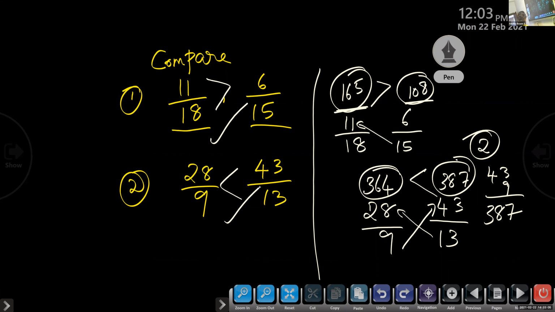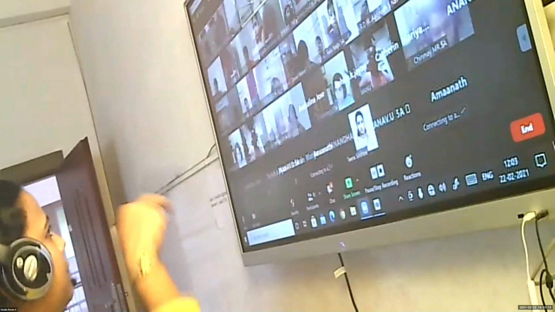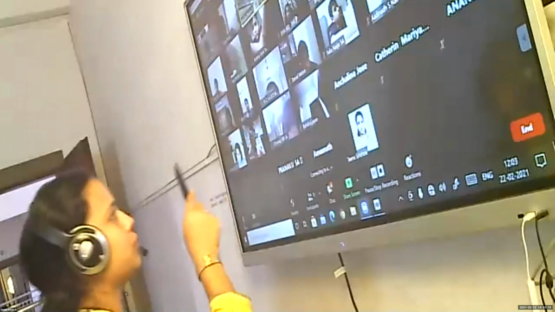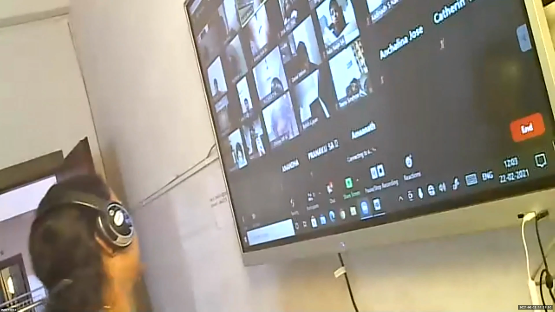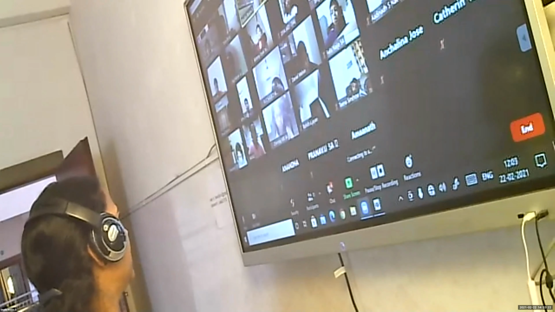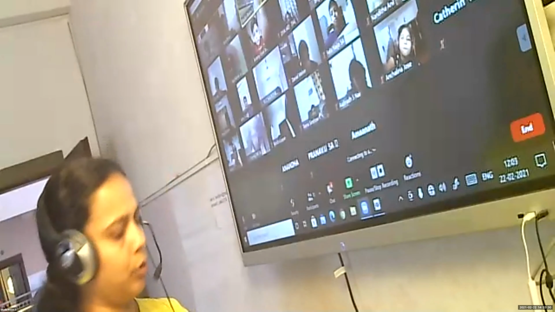So children, if you have any difficulty in finding the LCM, you can use the cross multiply method. When you cross multiply, see the numerators. Whichever numerator is greater, that fraction is greater. Okay children, is that clear? Yes. So big numbers we can do by cross multiplying.